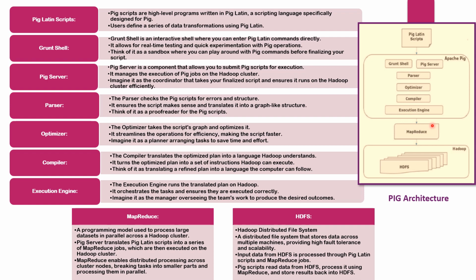Then HDFS, Hadoop Distributed File System. A distributed file system that can store data across multiple machines, providing high fault tolerance and scalability. Input data from HDFS is processed through Pig Latin scripts and MapReduce jobs. Pig scripts read data from HDFS, process it using MapReduce, and store the result back into HDFS. So that is all about Pig architecture and data model.